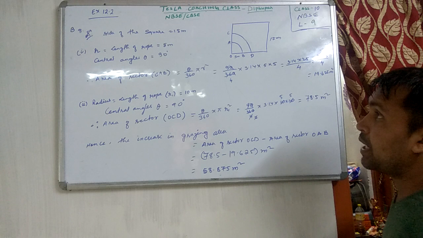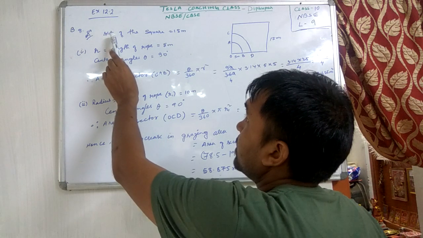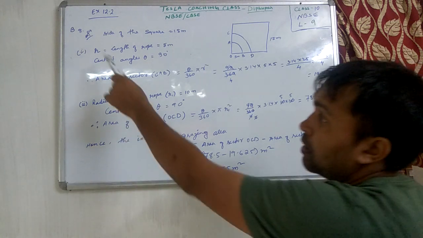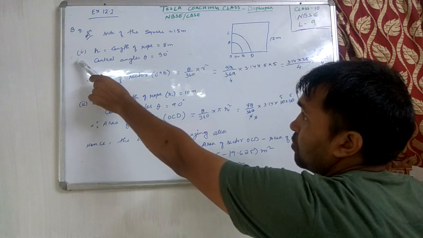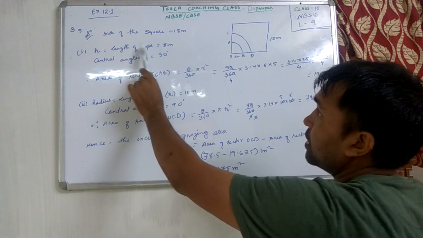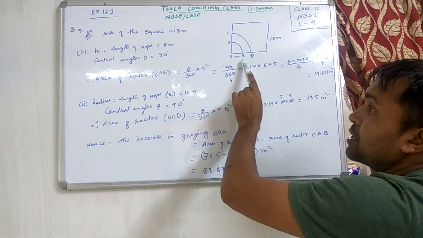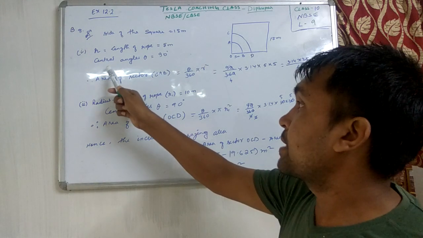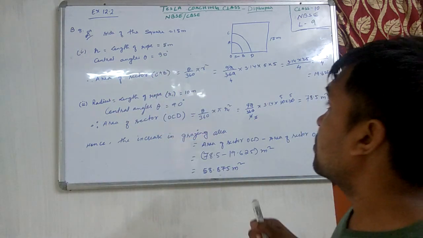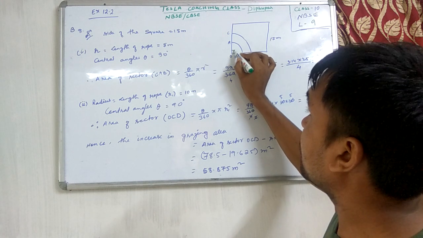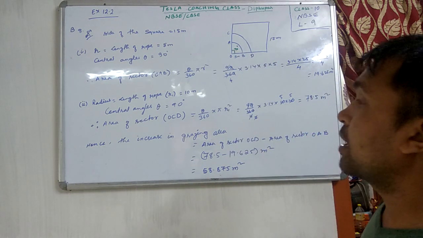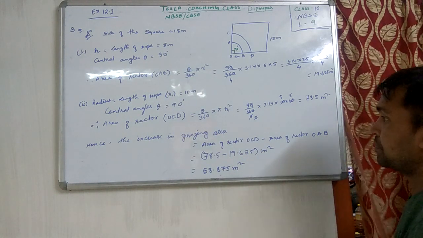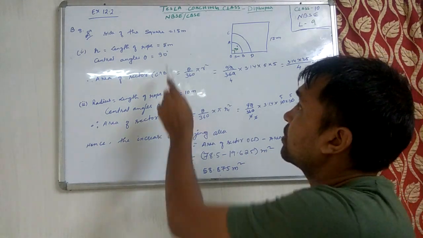So for that, first of all, we are writing: side of the square is equal to what? Given 15 meter. Case 1: here r is equal to what? Length of the rope. How much is the length of the rope given? 5 meter. So we have written 5 meter. Now the central angle. As we know, the angle of a square is always 90 degree, right? So we have written here theta equal to 90 degree.